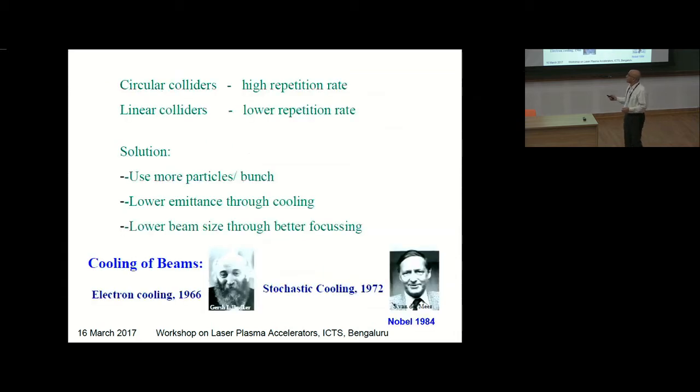In circular colliders, you have a high repetition rate. In linear colliders, it's a lower repetition rate. In the linear colliders, it's just one shot, only one collision. Whereas in the circular collider, the same particle, if it hasn't collided, can come back again and you have another chance. So if you have the high frequency, the number of times it keeps on going around, your chance of collision increases. The solution is to use more particles per bunch to increase your flux, and lower the emittance through cooling.